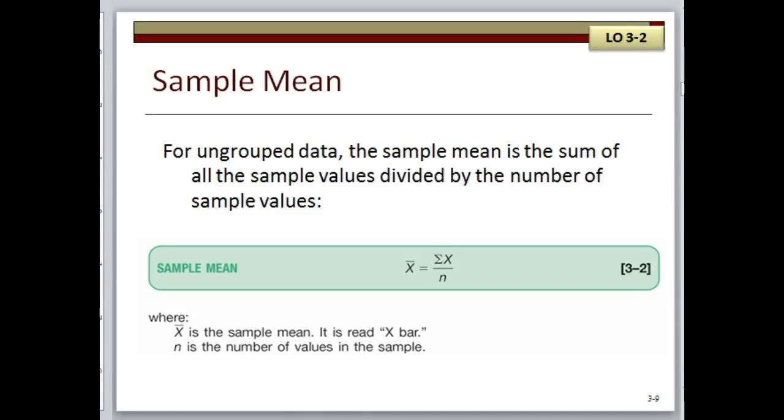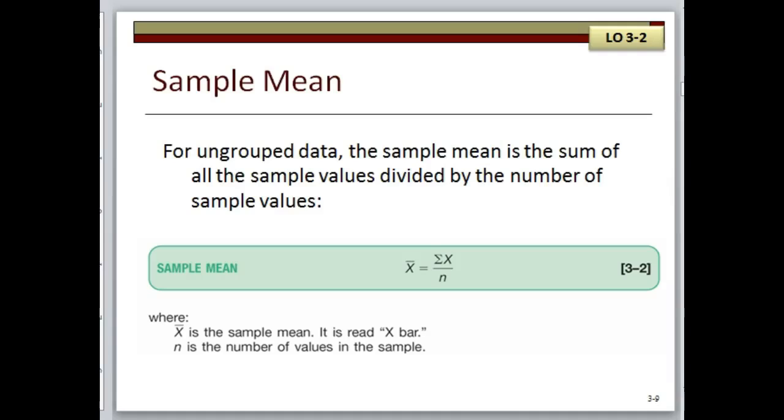The sample mean, denoted by x bar, is one of the most commonly used measures of central location for sample data. Several slides ago, we defined the population mean, denoted by the Greek letter mu, and we showed how it is computed. So the computation of the sample mean is the same process. We're going to add all the values in the sample data and divide by the total number of the sample values.